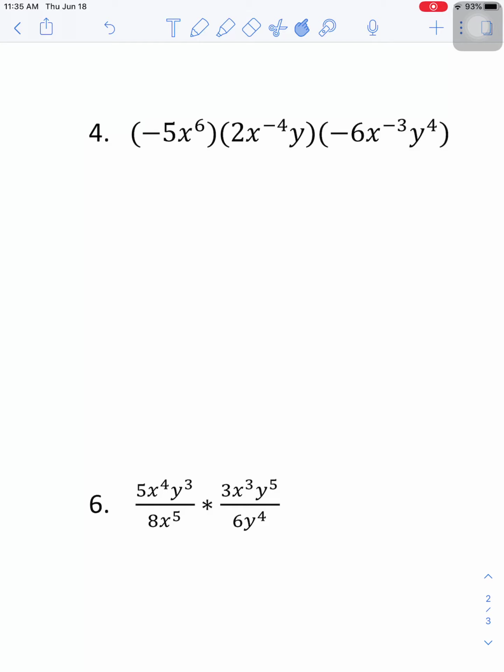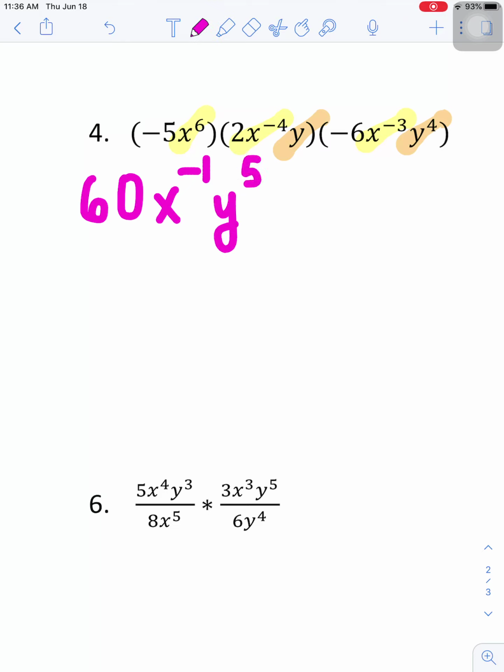Where you're going to multiply your coefficients and then add all the exponents on those like variables. So if we take our negative 5 times 2, that would be negative 10. Negative 10 times negative 6 is positive 60. Then working with your x's, again, you're keeping the base and you're adding all those exponents. You would have x to the negative 1st. And then with our y's, you have a y and a y to the 4th, and that would give you a y to the 5th.